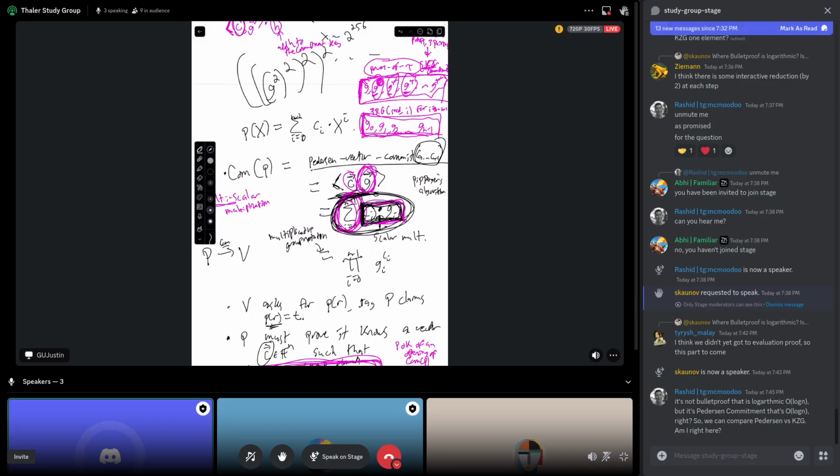But if you didn't have that structure in the SRS, we don't know of a transparent polynomial commitment scheme with sub-logarithmic sized evaluation proofs. Not unless you bring in lots of SNARK recursion or something like that. So yeah, exactly. KZG heavily leverages the structure in the SRS to avoid this whole logarithmic round thing.